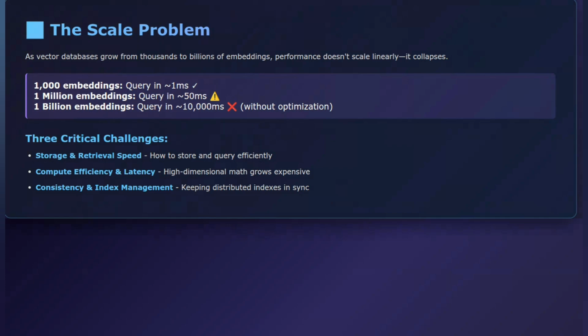Why does this happen? Because vector similarity search fundamentally requires high-dimensional mathematics. As your database grows, the computational cost grows exponentially. There are 3 critical areas where this breaks down. First, storage and retrieval speed. How do you store billions of vectors and still retrieve them quickly? Second, compute efficiency and latency. The math itself gets more expensive. How do you handle that? Third, consistency and index management. When you distribute billions of vectors across multiple servers, how do you keep everything in sync? Let's tackle each pain point one by one.